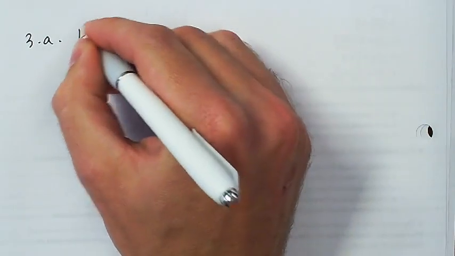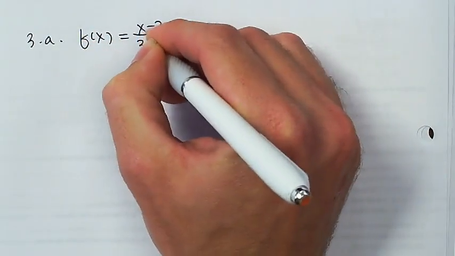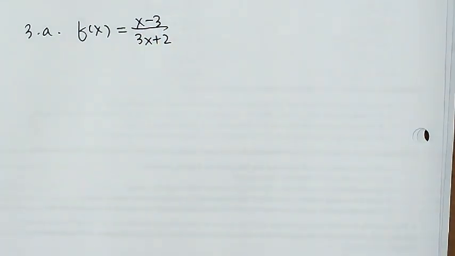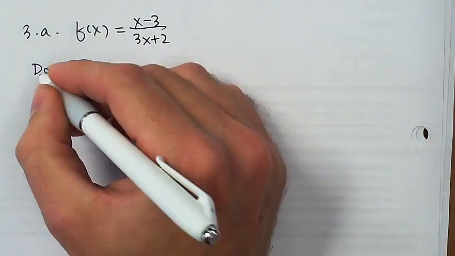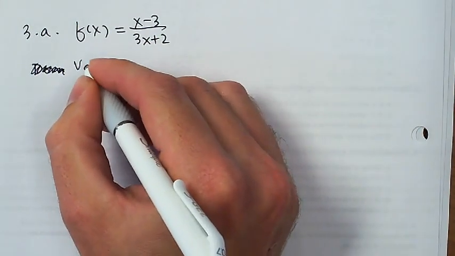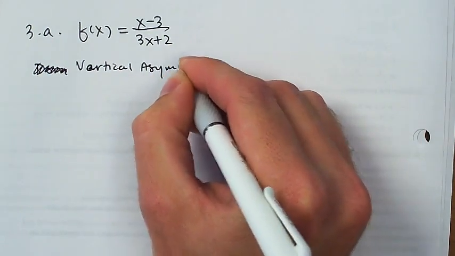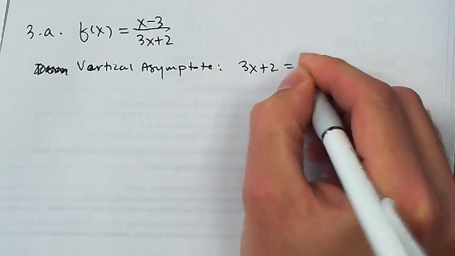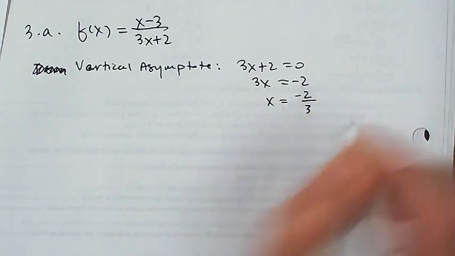So 3a, f of x is equal to x minus 3 over 3x plus 2. And for the domain, we're going to grab, or no, I guess not the domain, we want vertical asymptote. Okay. Value that's excluded from the domain, vertical asymptote. That's going to be where 3x plus 2 equals 0, 3x equals negative 2, x is negative 2/3.